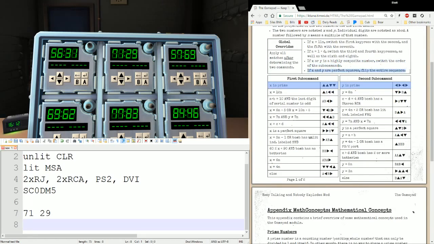If X and Y are both perfect squares, a perfect square is a number equal to something times itself. So 1, 4, 9, which is 1 times 1, 2 times 2, 3 times 3.